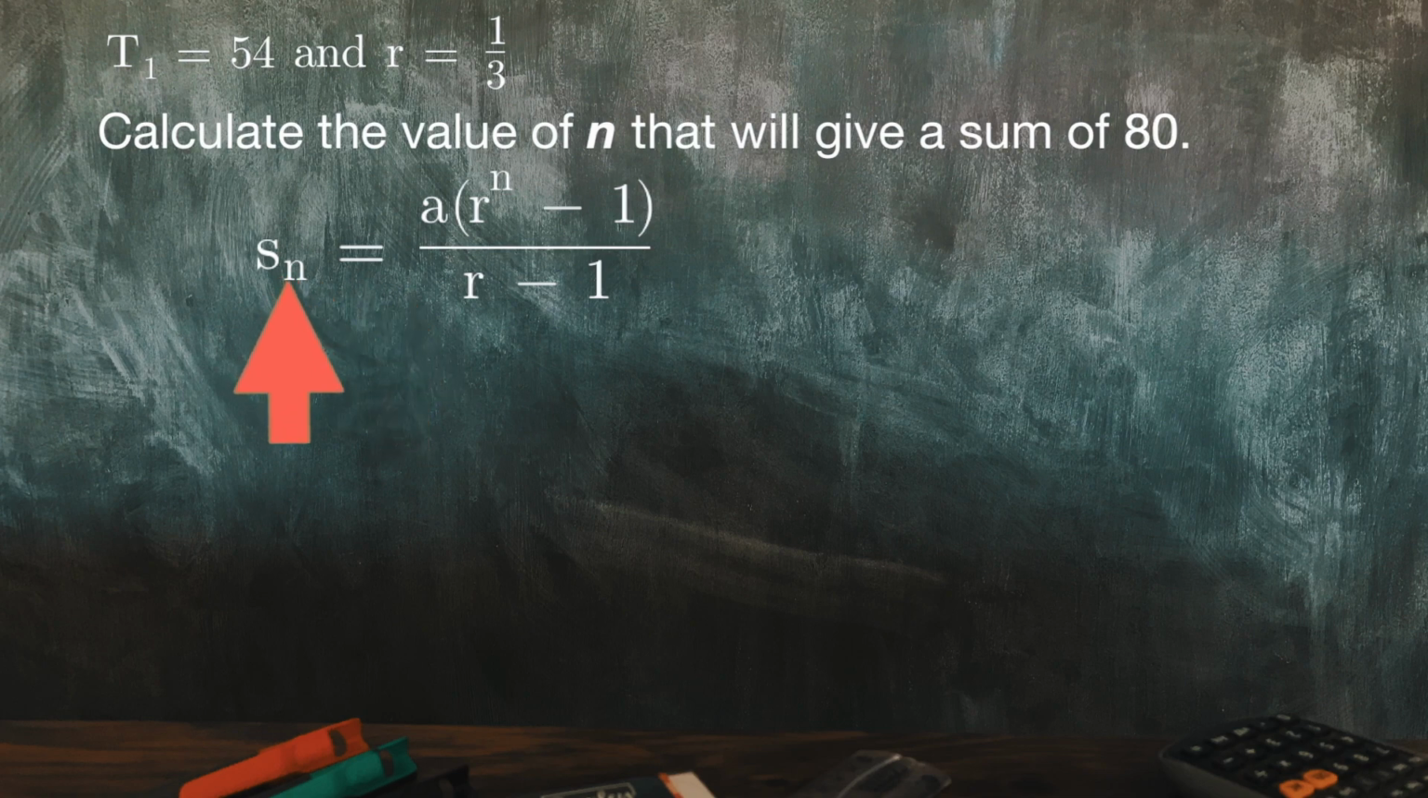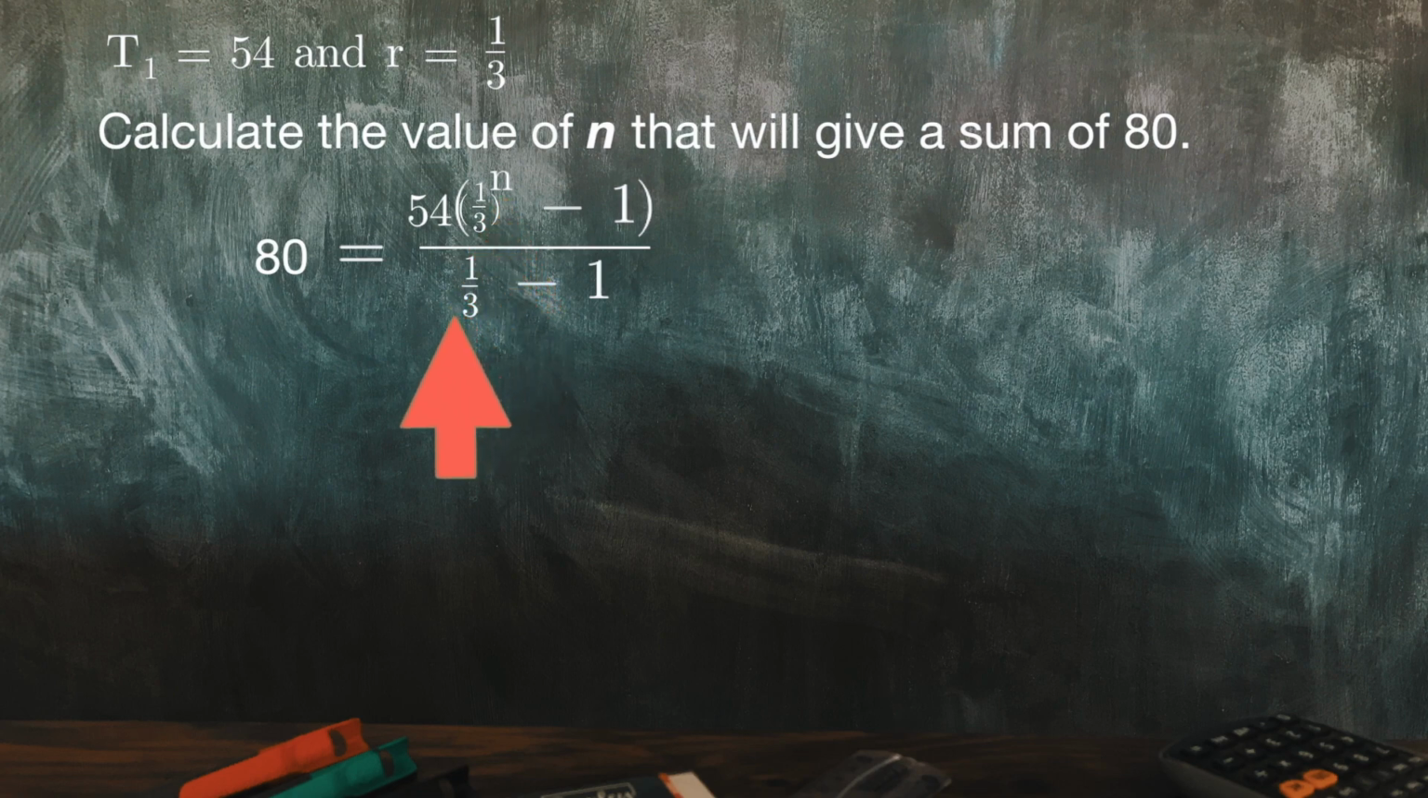In the place of the sum of, we will put the 80, and there it is. And then in the place of a, we will put term 1, which is 54. There we go. And then in the place of this r as well as this one, we will put the constant ratio, which is a third. And there it is. And now we will simply go about solving this equation so that our subject becomes n.